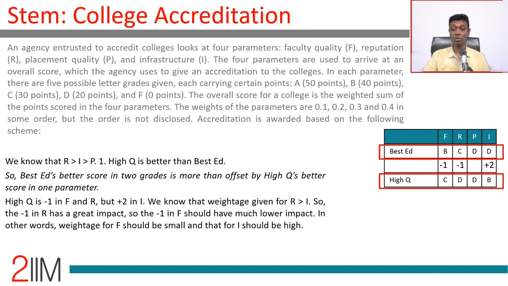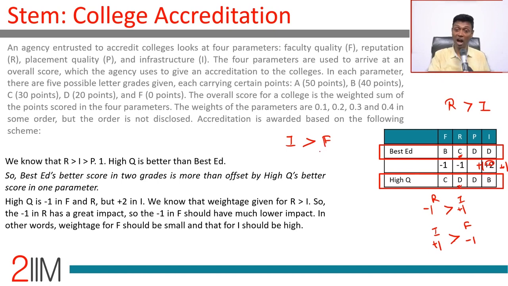Right? Now, we also know, if you're comparing these two, F, R and I, R is more important than I. Best ed not only outperforms in R, R has got a bigger weightage than I. So if you imagine this I as 2 plus 1s, the minus 1 in R is more impactful than the plus 1 in I. So the plus 1 in I should be more impactful than the minus 1 in F, and more impactful by a distance for it to overshadow R. Or we can say I has to be greater than F, and by more than how much R is greater than I. So R greater than I greater than P, I is greater than F. This much we know. Brilliant.